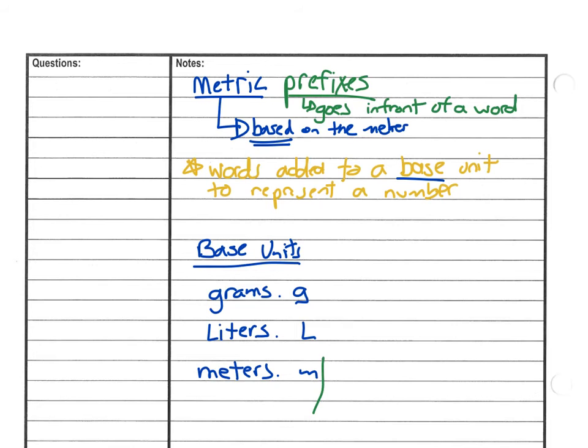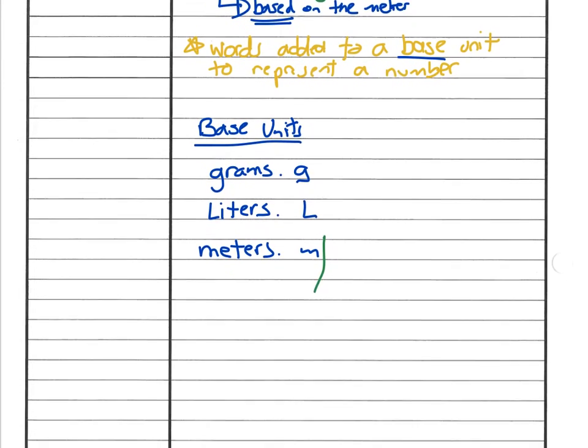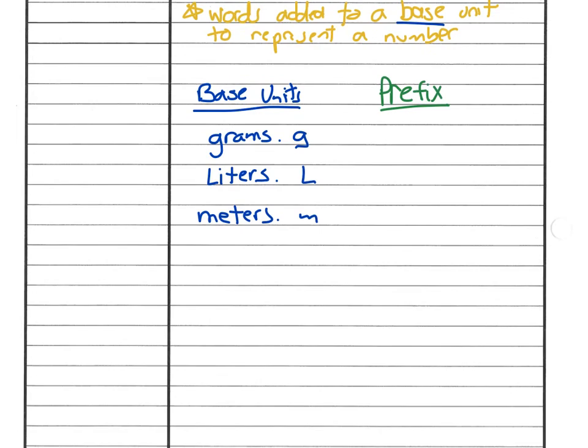So then the other part of the metric prefix is going to be the prefix itself. Now there's actually quite a few different prefixes out there, but the three that we're going to be using are kilo, centi, and milli. And it might look like kilo goes with grams and centi goes with liters and milli goes with meters, but that's not how it works here. Any one of these three can be connected to any one of those other ones. So it could go that way. Liters could be kilo, centi, or milli, and meters could be kilo, centi, or milli. And again, there's other prefixes that might also be used.